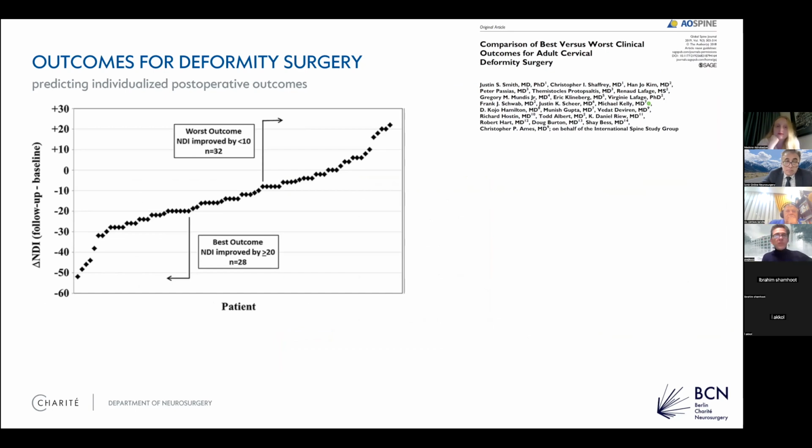An interesting observation is that today, even in expert hands, the variability of your outcome is huge. This is the pain readout.